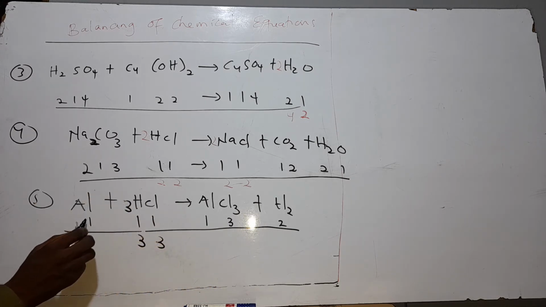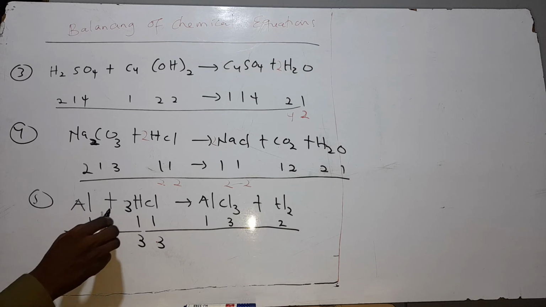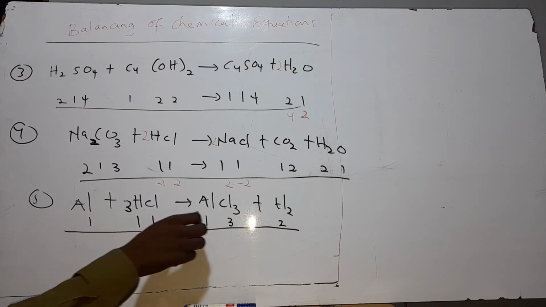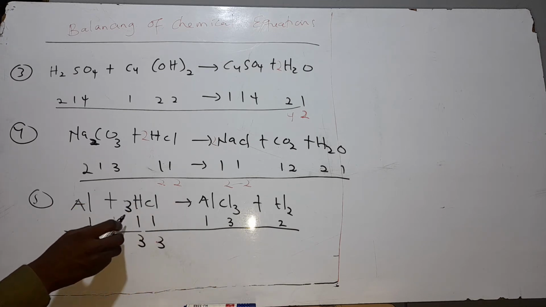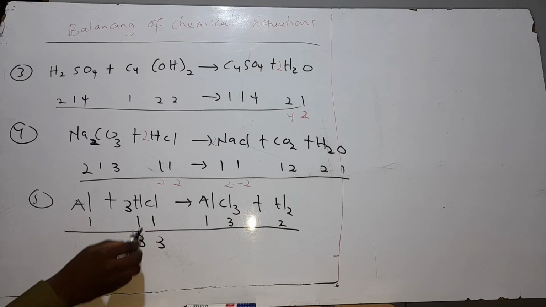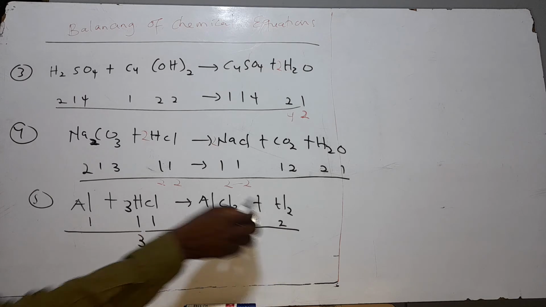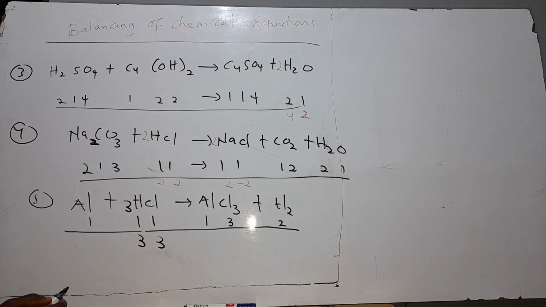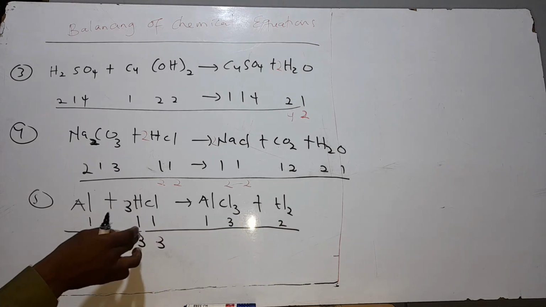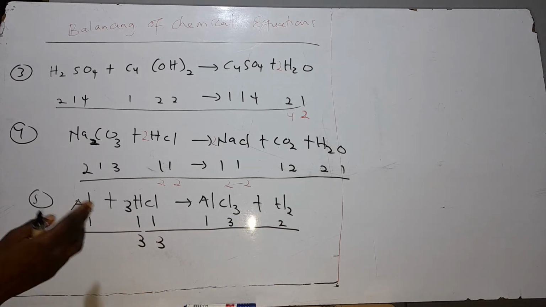Let's go back again. Aluminum will be 1 here, and the aluminum here is also 1. So we move on. Hydrogen here is 3, obviously, because of the 3 introduced here. What happens to the hydrogen here? It's 2. So we see that it's not balanced. We have to balance it. This is 2, this is 3. So usually what to do is that you exchange the powers.